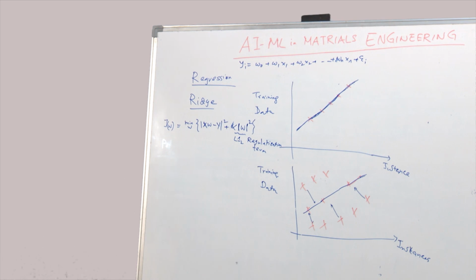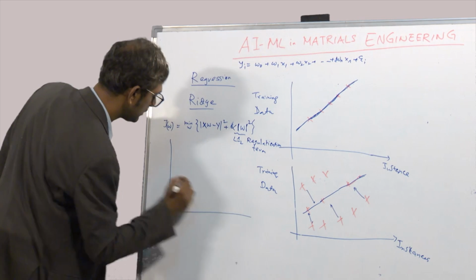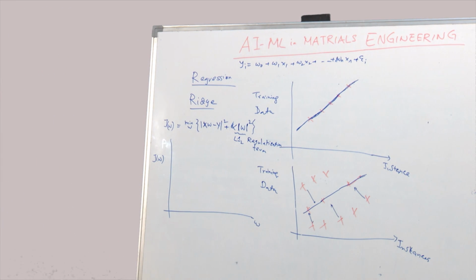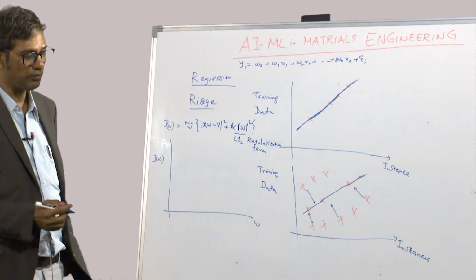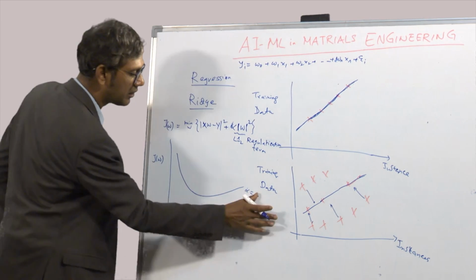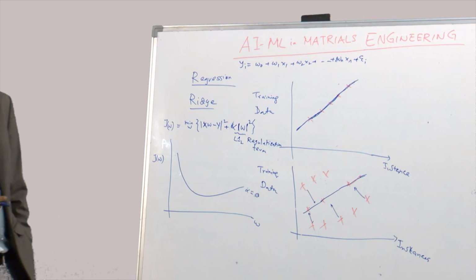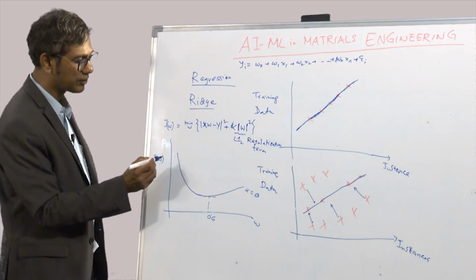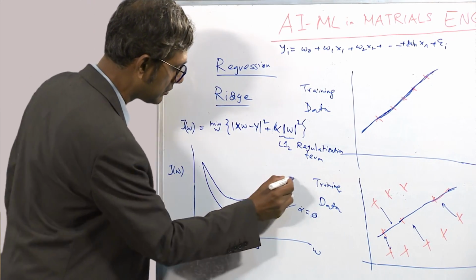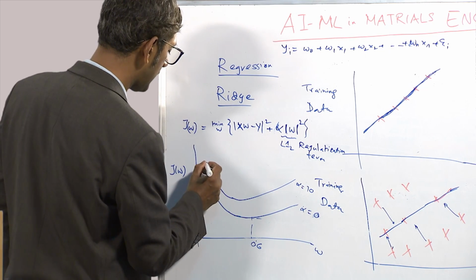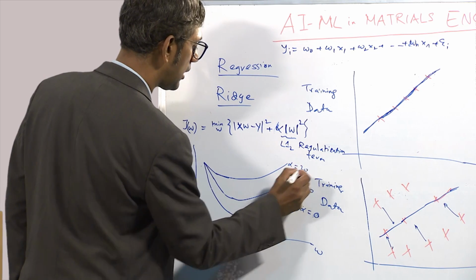Now I will show you what happens if I plot J(W) as a function of W, for different values of alpha. Let us say for alpha equal to 0, that term has no value, and this is how it will look. Sorry, it is alpha equal to 0, not lambda. I have been talking about lambda but writing alpha. That has a minimum here at 1.6. Then take alpha equal to 10, and also alpha equal to 20.